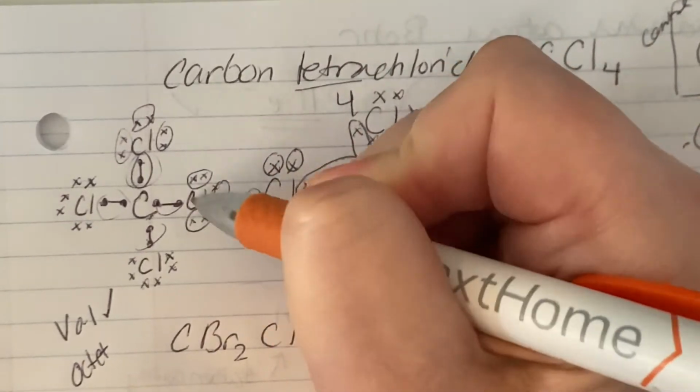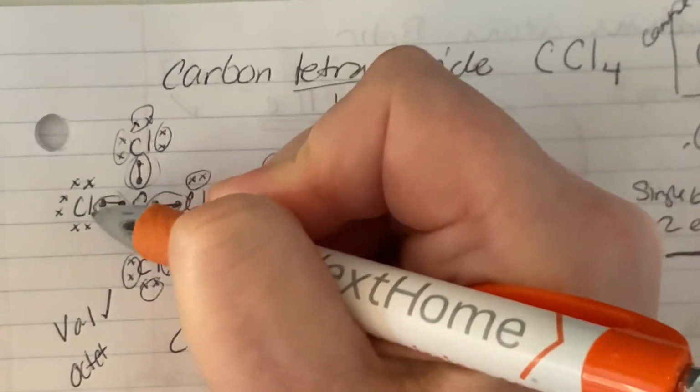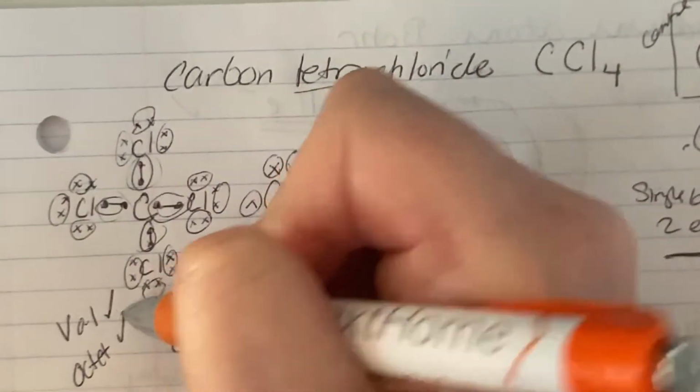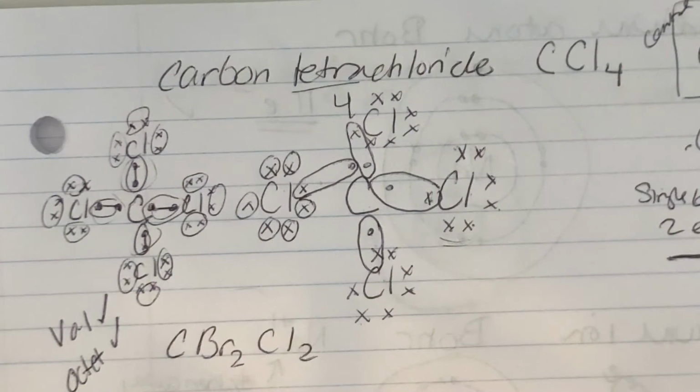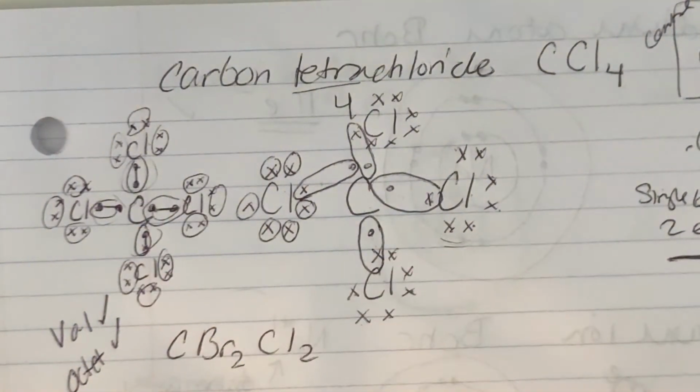2, 4, 6, 8. 2, 4, 6, 8. 2, 4, 6, 8. So they meet the octet rule. So that guy is good. Okay, and you don't need to show all those little circles around there. I was just showing that for you. You would actually just keep those off.